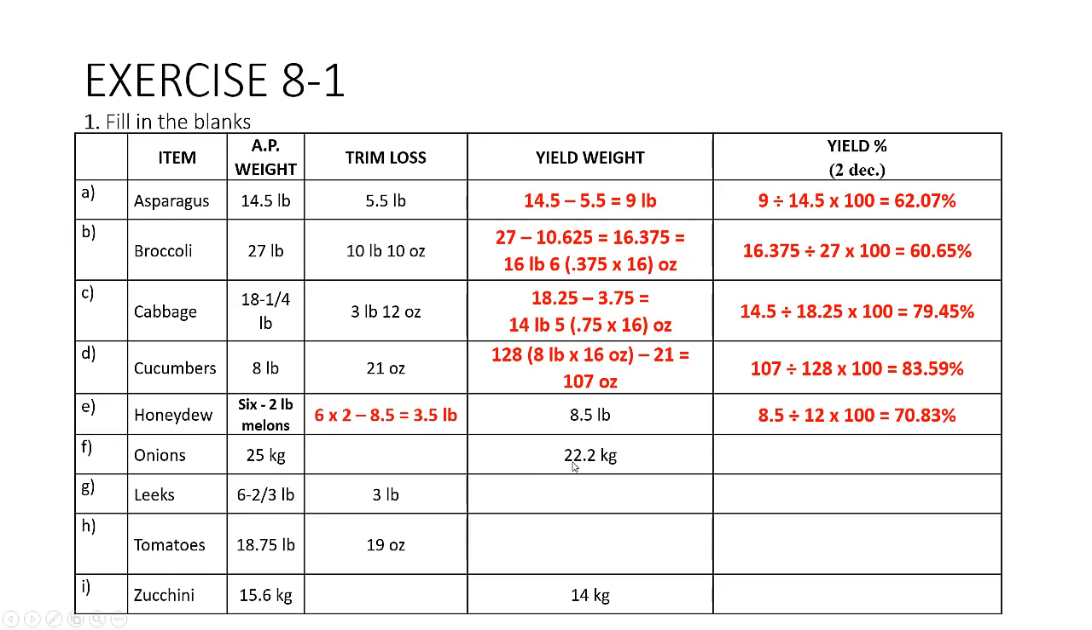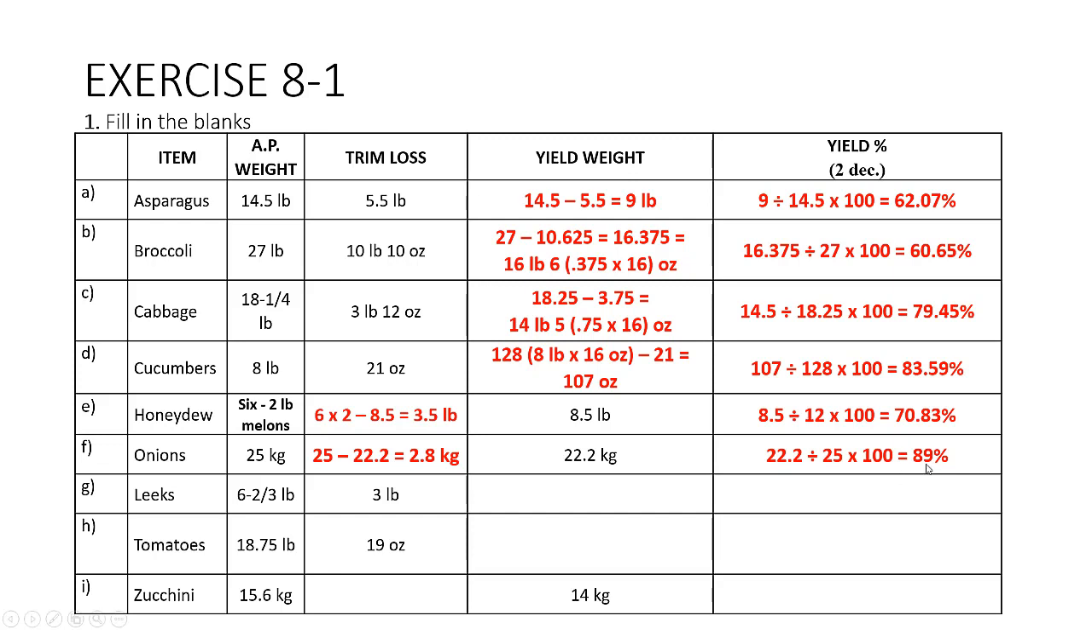By the time we were done, we only had 22.2 kilograms left. So our AP weight minus what we have left shows us that we trimmed away 2.8 kilograms. To the yield percent, again, the only thing we're interested in to figure out the yield percent is our EP amount, and we're going to divide it by our AP amount, or in this case 22.2 divided by 25 times 100 gives us a yield percent of 89%.